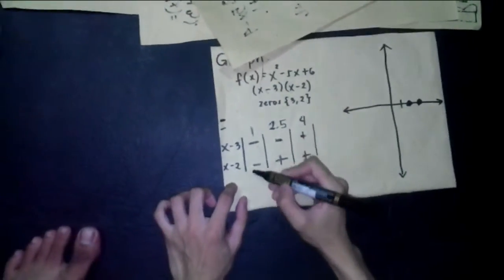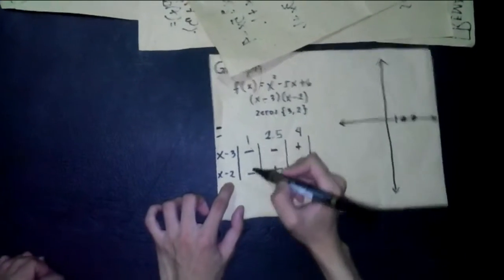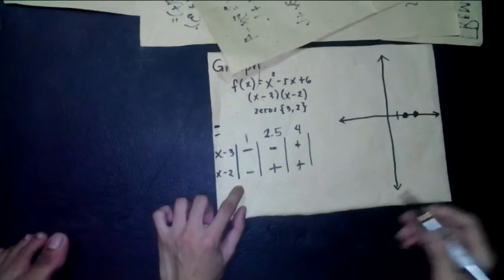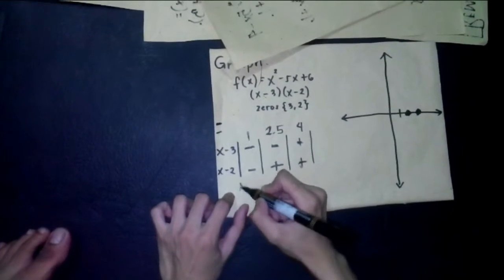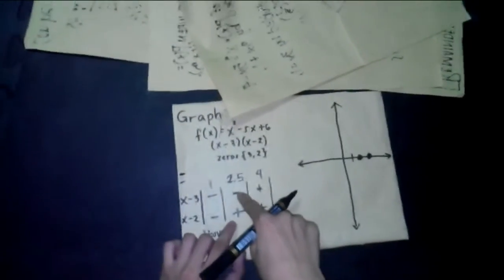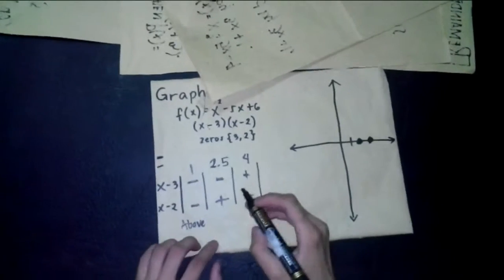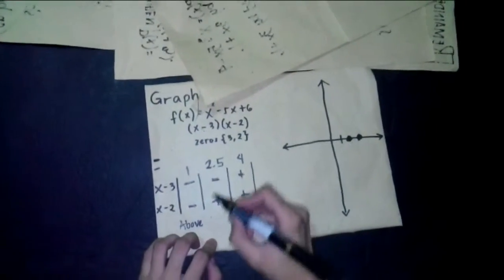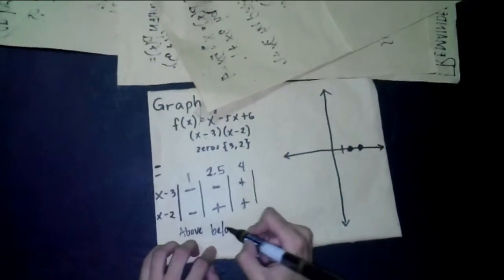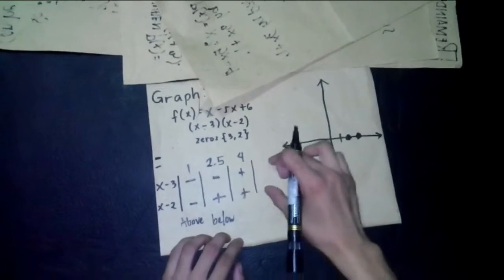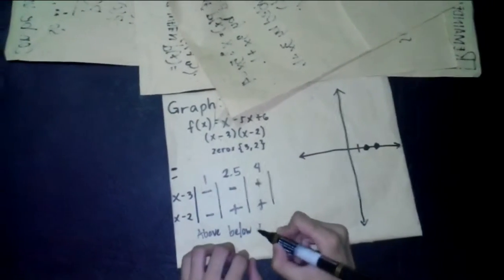Multiplying all the signs, we obtain a positive number, meaning the graph is above the x-axis. Multiplying all the signs here, obtaining a negative sign, meaning below the x-axis. Multiplying all the signs, obtaining a positive sign, meaning above the x-axis.